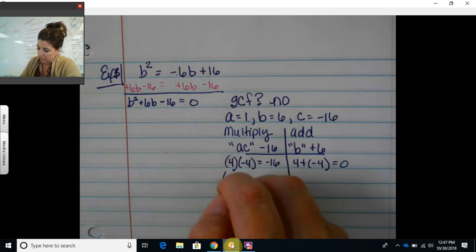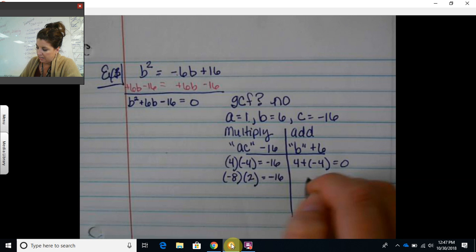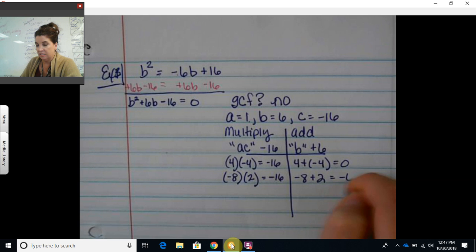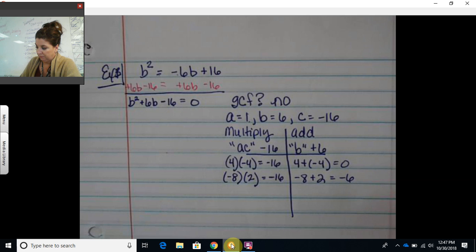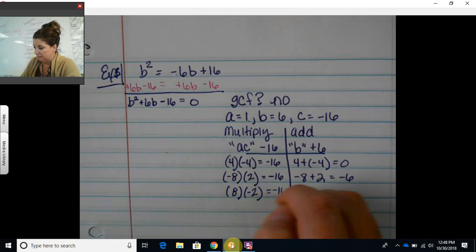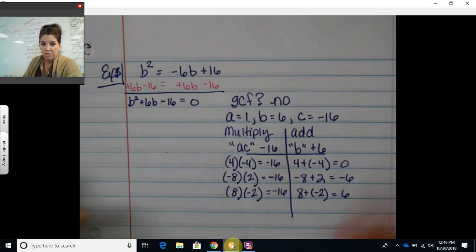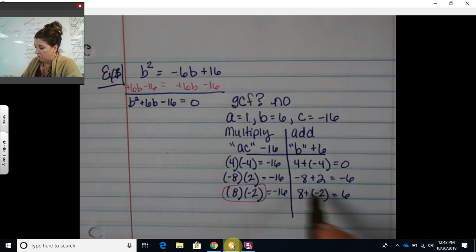All right, let's try that. Negative 8 and positive 2 equals negative 16. Negative 8 plus 2 equals negative 6. Is that going to work? So close. How could we change it? All right, let's make positive 8 and negative 2 because we still get negative 16. But 8 plus a negative 2 gives me a positive 6. So now that we've made both sides true, now we know what to use.